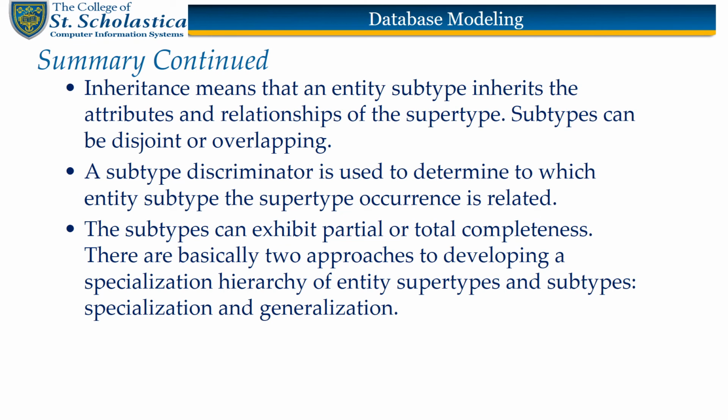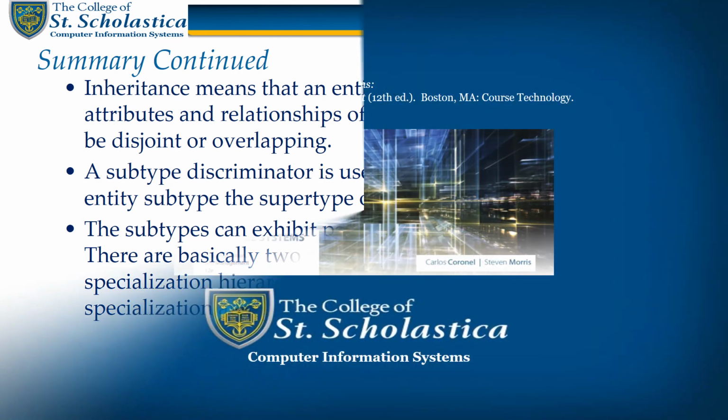Subtypes can be either disjoint or overlapping. The subtype discriminator is used to determine to which entity subtype the supertype occurrence is related. These subtypes can exhibit partial or total completeness. There are basically two approaches to developing a specialization hierarchy of entity supertypes and subtypes: specialization and generalization.